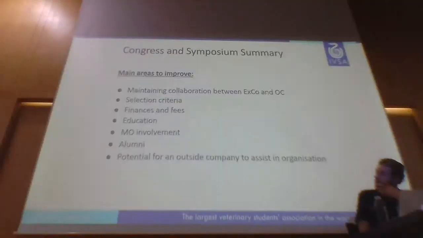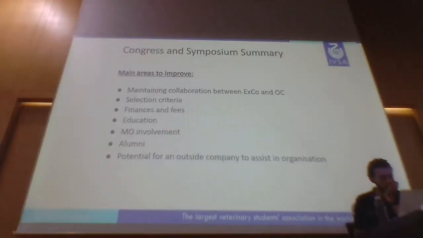Some other parts of the strategic planning that we're taking a look at are Congress and Symposium. We want to improve them, and the main areas to improve that we have found are as follows. First of all, maintaining collaboration between the ethical and organizing committees, because we are now trying to figure out what we can do as IVSA to help organizing committees make Congress and Symposia better.